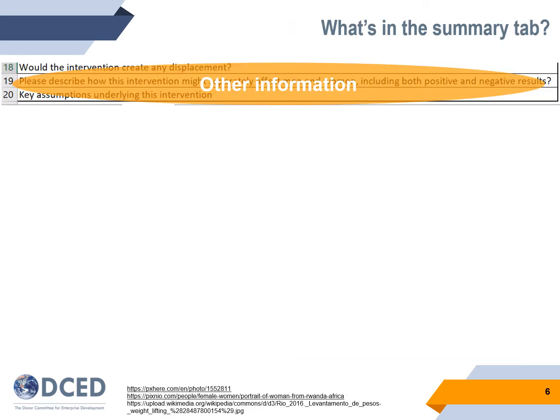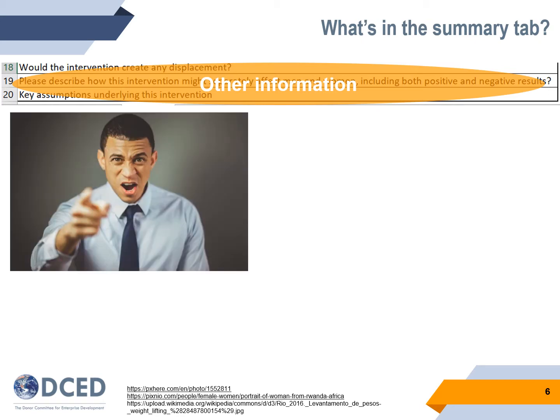Next, we look at other issues. You can of course include any that are important for your program, but in this template, we include 3 which are required by the DCED standard. Firstly, displacement. Displacement is the idea that if you support one business, others might lose out. For example, you support one group of farmers to increase their income, but they might simply sell more at the expense of another group of farmers down the road. And you need to say why you think that won't happen. It's very difficult to prove or monitor throughout implementation, but at least it's important that you think about it in advance.